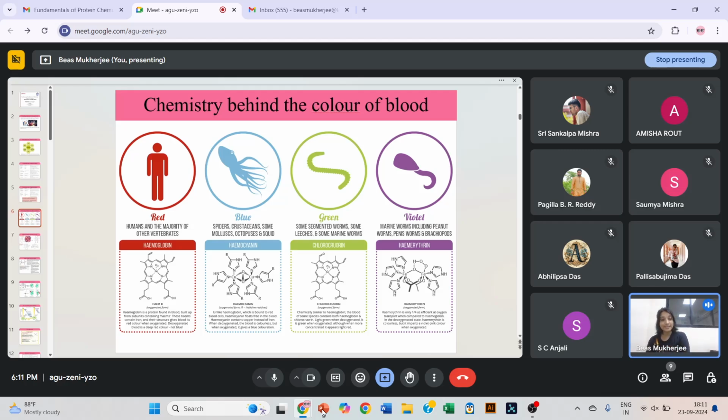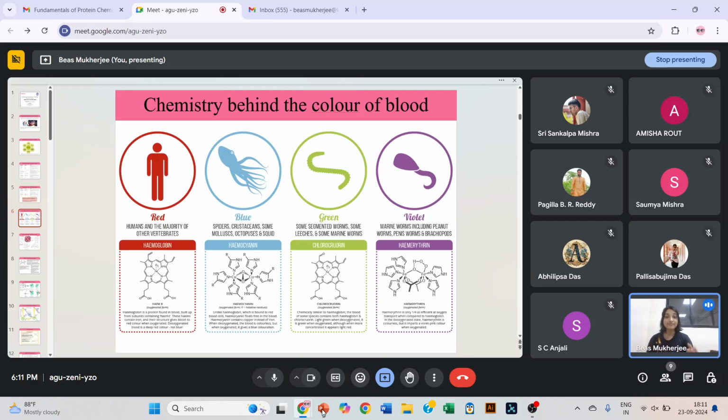And the reason for that is our blood has hemoglobin, which gives it the red color. But the blood that you see in crustaceans, mollusks and octopuses has hemocyanin, which is a different compound, and this is made up of copper instead of iron. And this gives it the characteristic blue color.